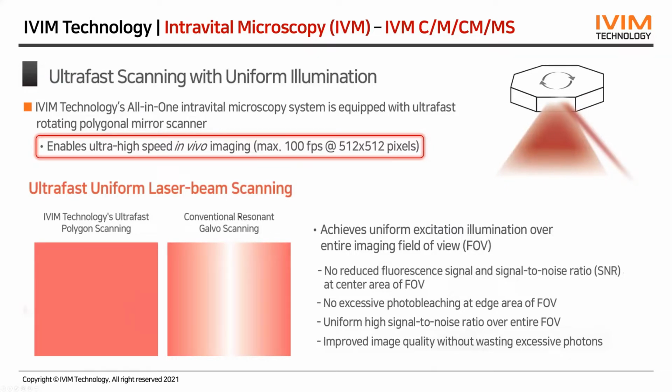In comparison, the conventional resonant galvanometer scanner suffers reduced excitation in the middle, where the scanning speed is much higher, and it has excessive photo bleaching at the edge area where the scanning speed is slowed down. But in contrast, by using the rotating polygon mirror, we can achieve uniform, very high-speed imaging in the entire field of view, up to 100 frames per second.